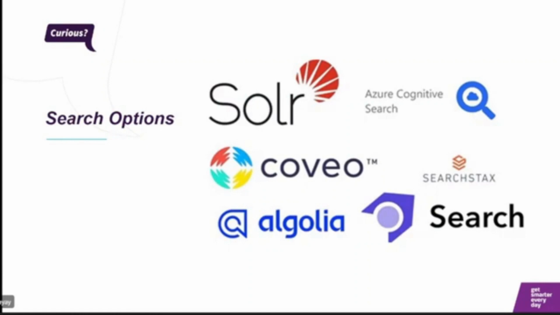Then we have Coveo and SearchStack. These are mostly used for enterprise websites, or websites that have a lot of multi-sites and a lot of pages, a lot of content. Then these are good options to have. I've also listed Algolia, and the last option that I've listed is the Sitecore search itself. This is the latest product from Sitecore. It's a SaaS product. Although it's mostly used for XM Cloud, I think it might be supported for XM and XP as well.